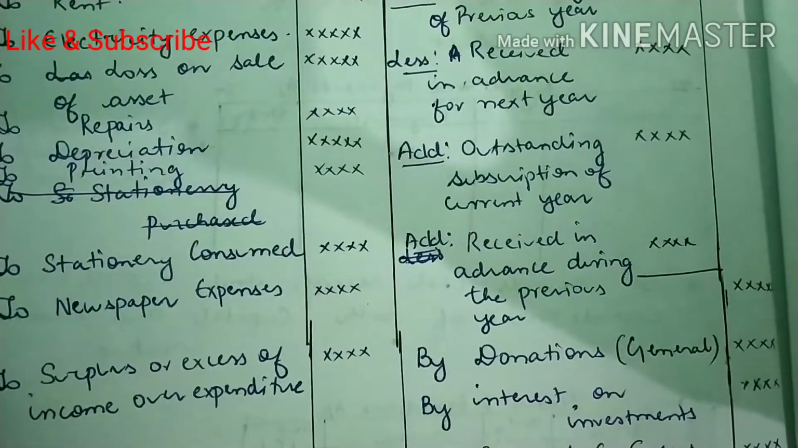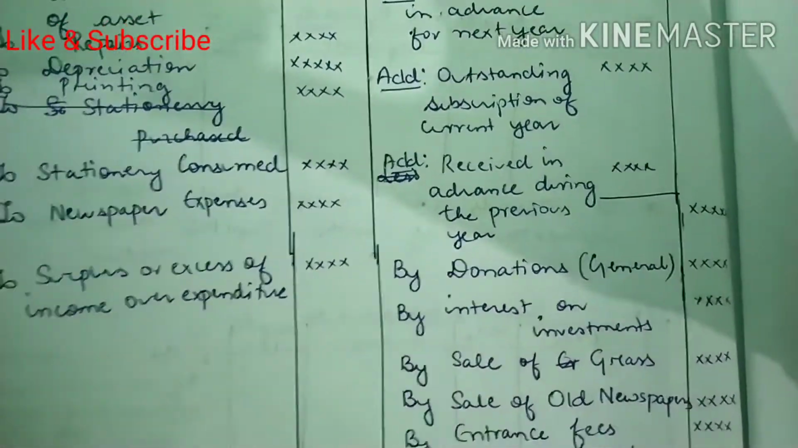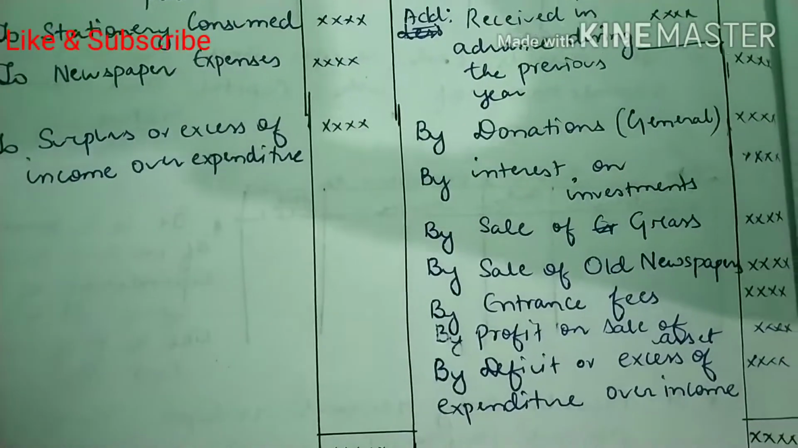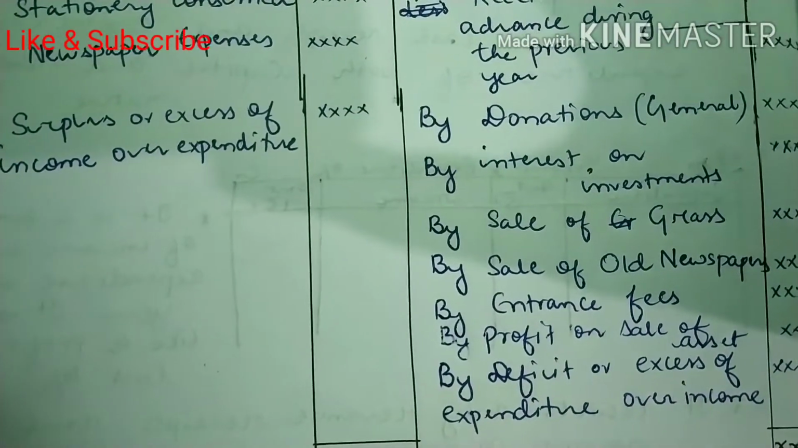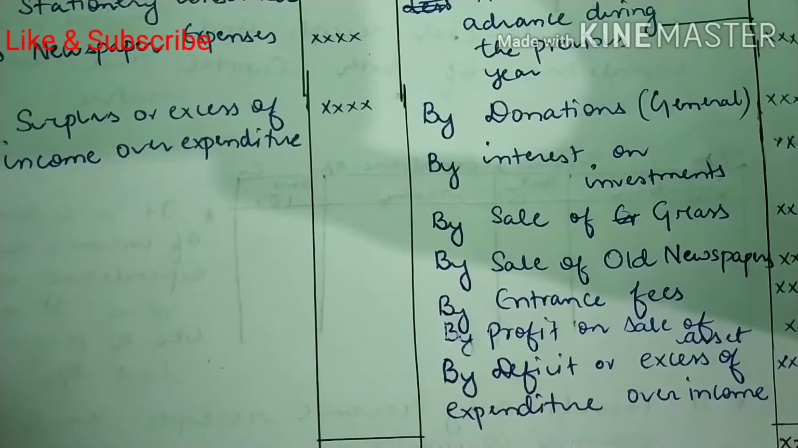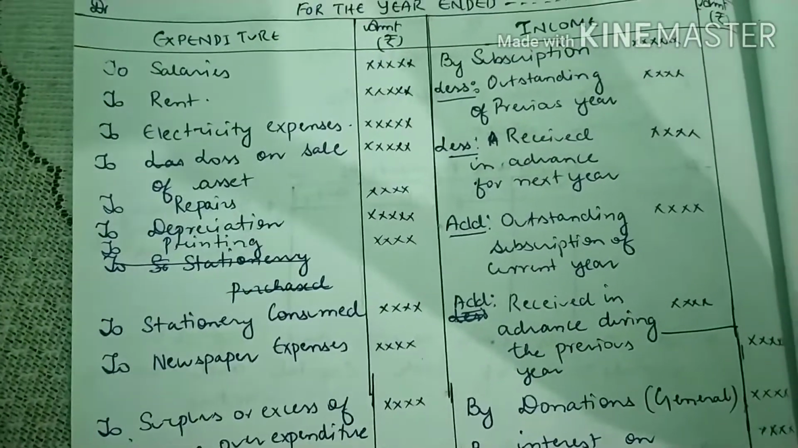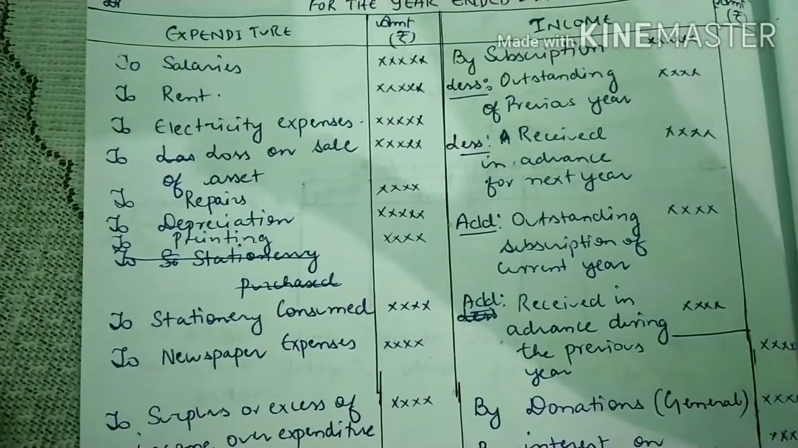Specific donations will not be recorded here. Interest on investments, sale of grass, sale of old newspapers, entrance fees, profit on sale of asset. So these are a few items which should be recorded in the income and expenditure account.